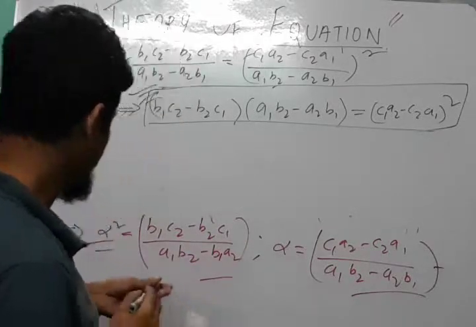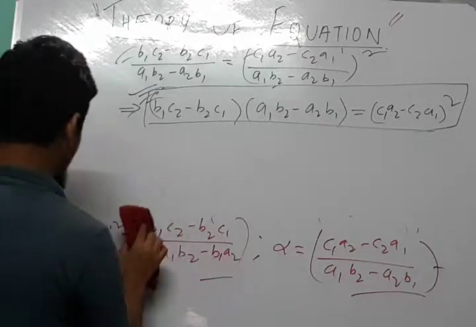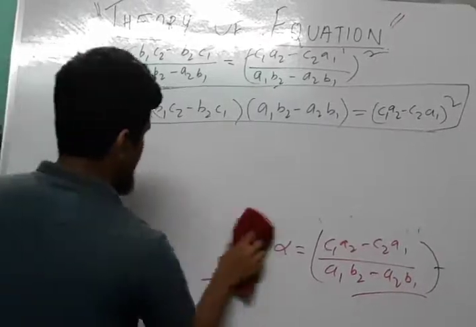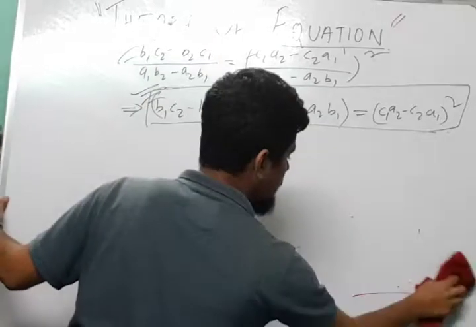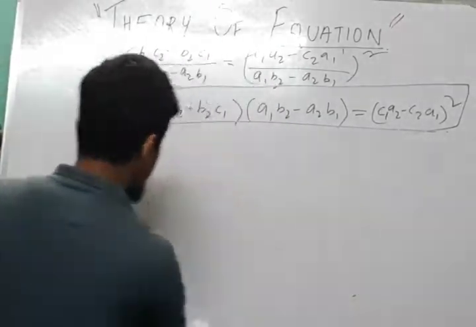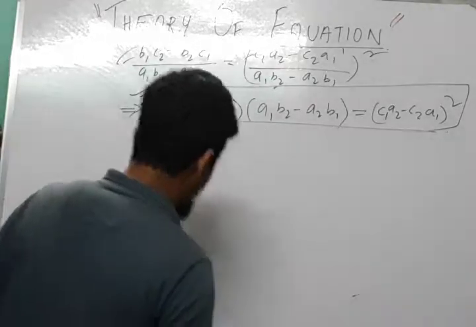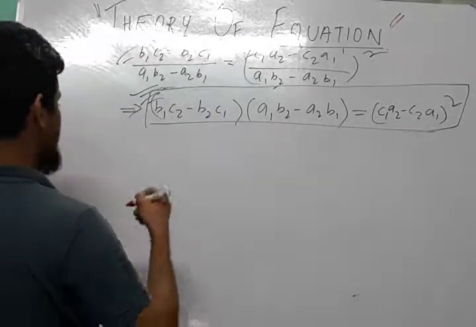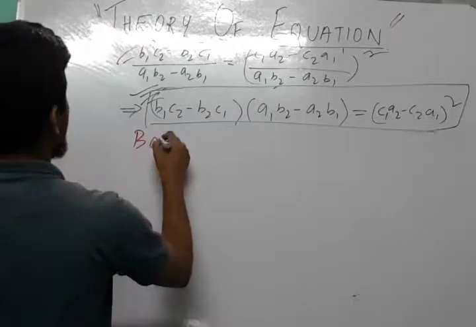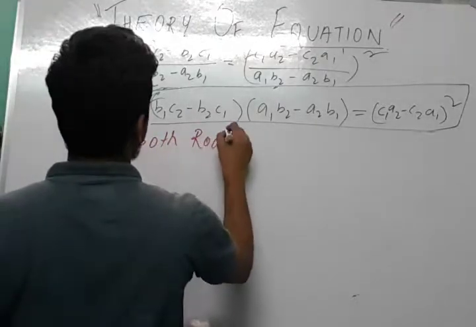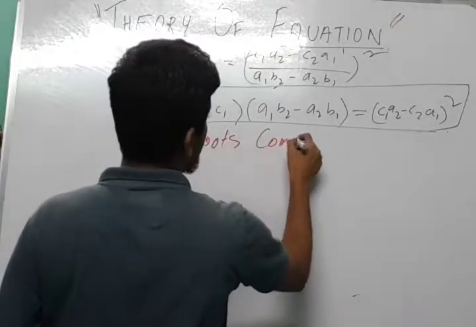Now the next part that we need to talk about is what happens if we have both the roots common. What happens if we have both the roots common? So let me write it down. So that will be both roots are common.